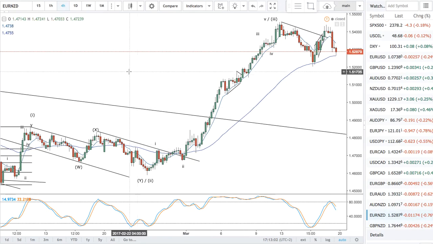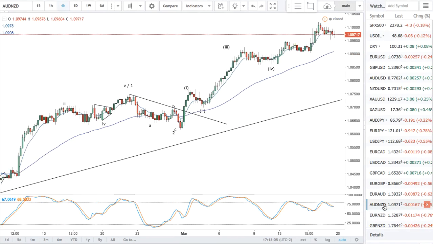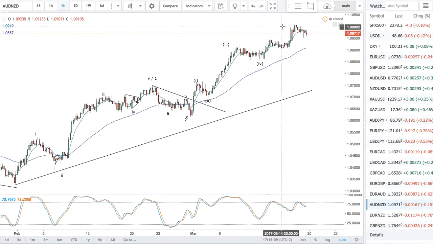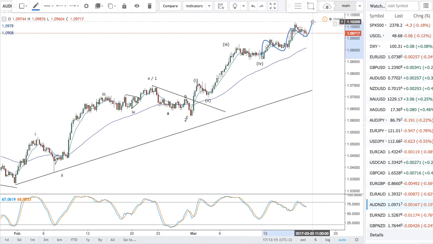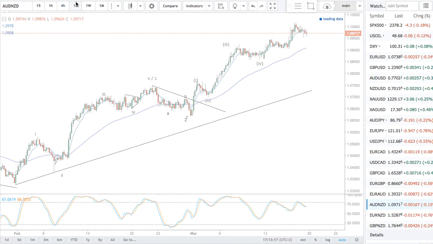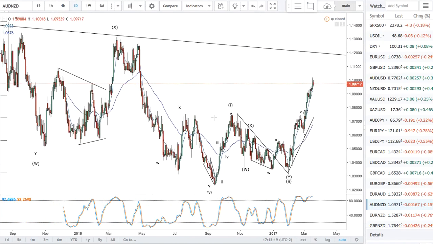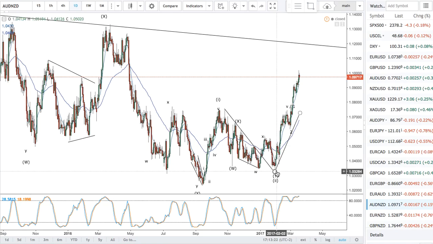Okay, New Zealand pairs. New Zealand pairs are the best. I'll start with my favorite, Aussie-New Zealand. We seem to be one move away from finishing wave three of this move overall. Simple 1, 2, 3, 4. One more high. And that will start to finish this segment. There's one here, 2, 3 on a new high is what we need.